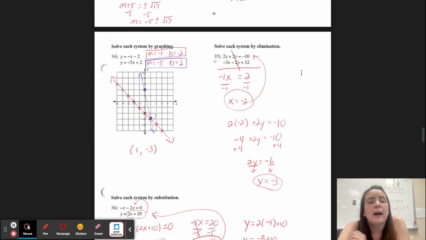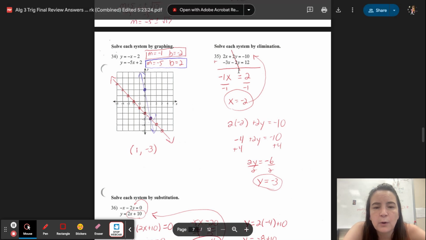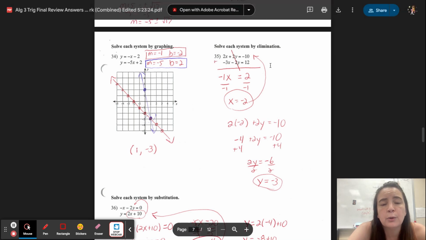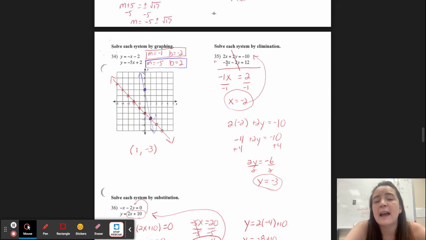For number 35, we have to solve by elimination. In this one, it's set up nicely for you. It already eliminates. Elimination is when we add them together and try to get something to cancel out. Sometimes we have to force it. So let's just pretend like this didn't work out and we had to get the x's to cancel. What I would do is I would multiply the top equation by 3, the bottom equation by 2 to get it to be 6 and -6, so that way I can cancel out.